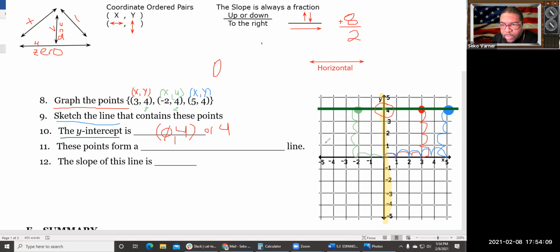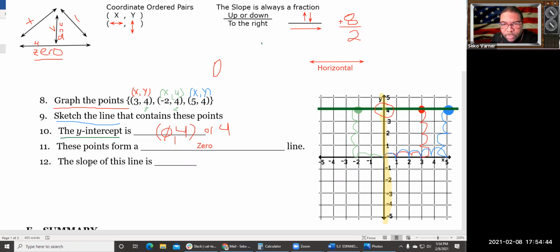These points form a blank line. What type of line is that? What type of slope is it? Oh, yeah, you see it. That's why I leave up my notes so I can refer back to them, because this tells me that's a positive slope, this is a negative slope, this is an undefined slope, this is a 0 slope. The ordered pair, the x tells me left or right, the y tells me up or down. When I look at the slope, it is up or down on top and to the right on the bottom.